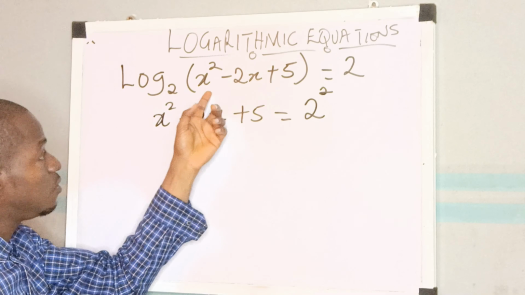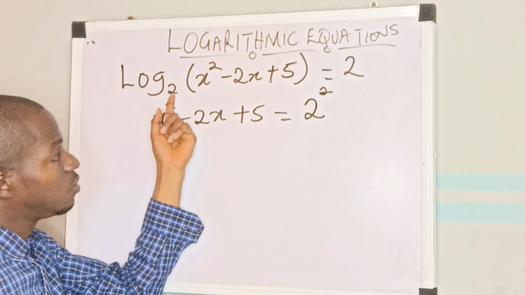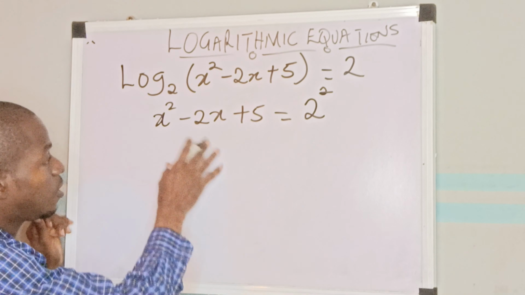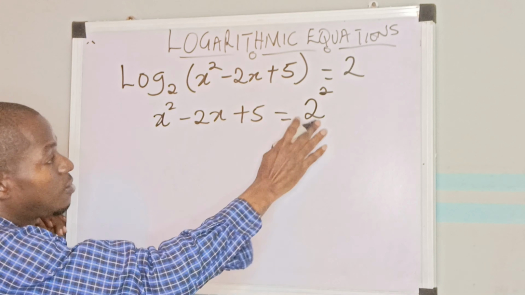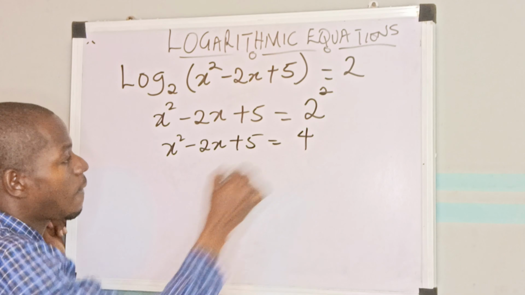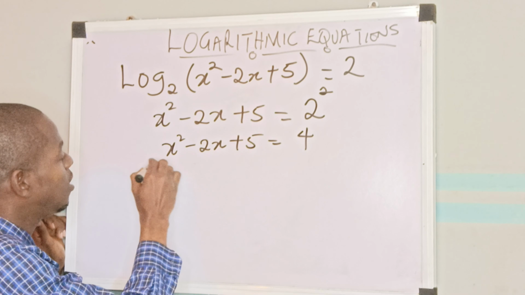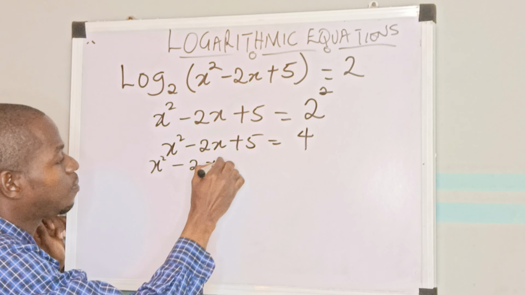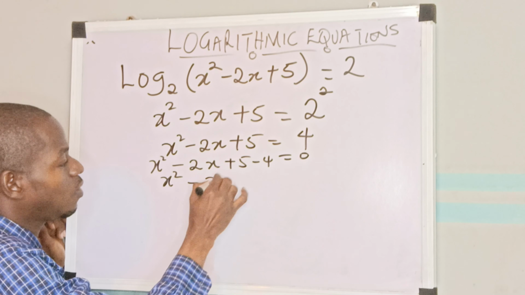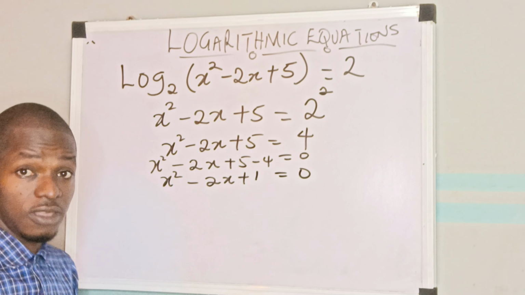To simplify, x squared minus 2x plus 5 must equal 2 raised to the power of 2. Now the next thing we do, this becomes a quadratic equation. Let's simplify this. This is x squared minus 2x plus 5 equals 4. Bring this to the other side, that's subtract 4 from both sides. So you have x squared minus 2x plus 5 minus 4 equals 0. So this becomes x squared minus 2x plus 1 equals 0.